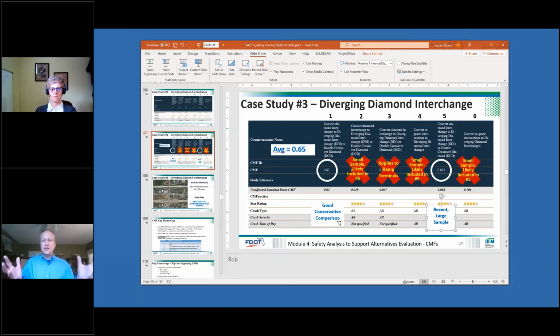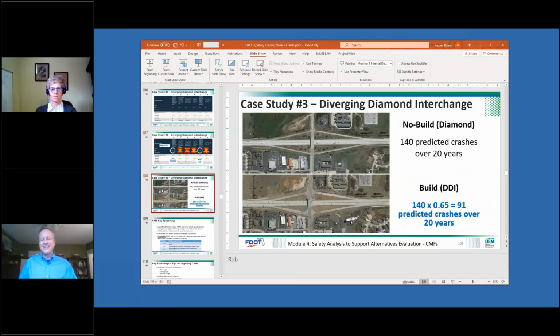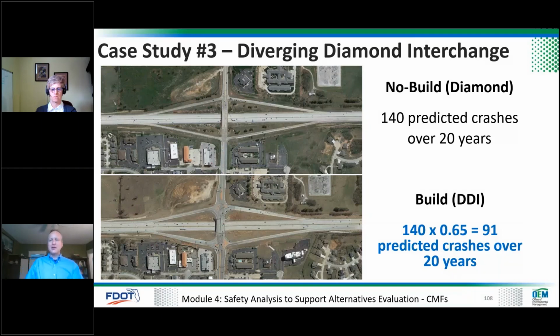This isn't necessarily the end, but for this example, it gets us to a stopping point, and allows us to go over what the number would be. 140 times 0.65 is 91 predicted crashes over 20 years, using that information I just showed you, that line of thinking and that research, with the benefits and drawbacks of the research that's available to us. So that gets us to the end of this example.